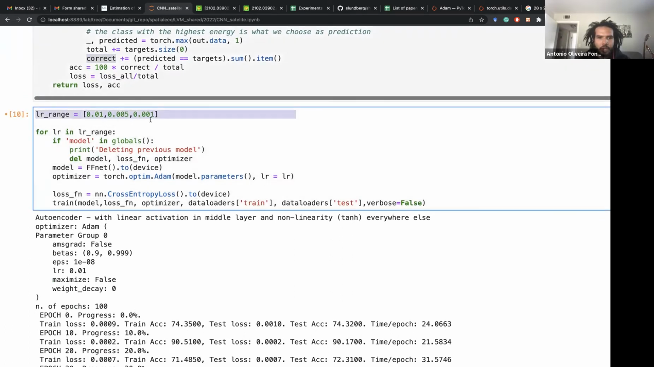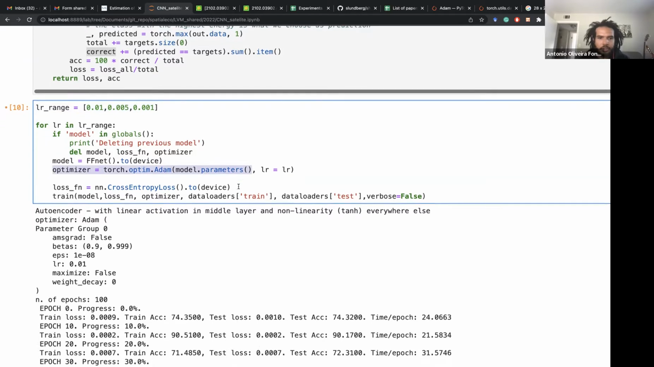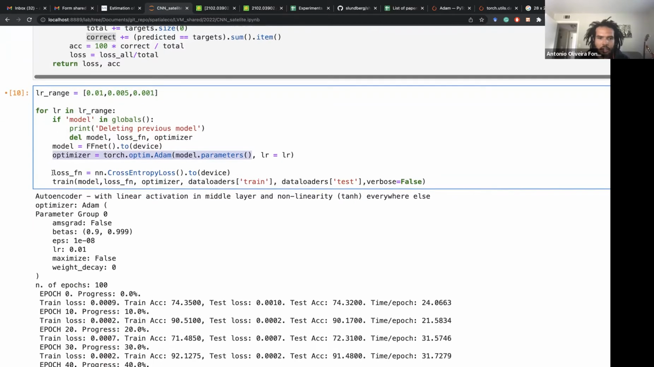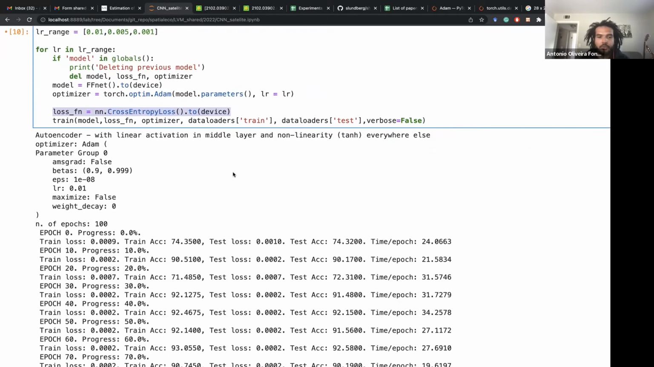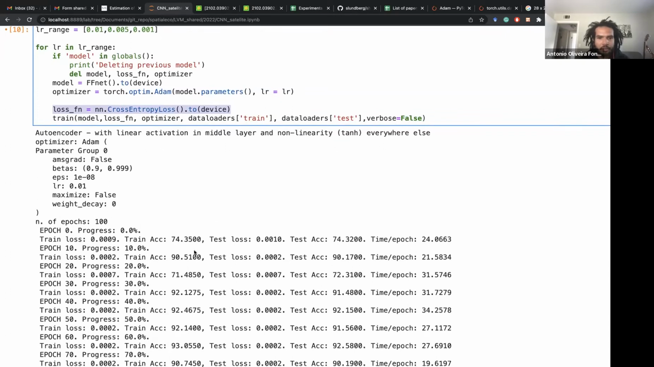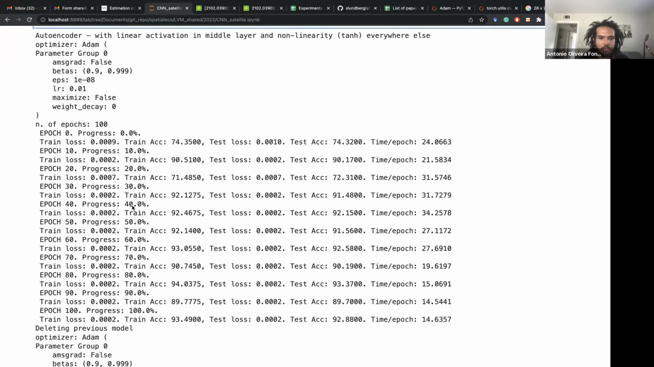So you see that we have a range of learning rates. I'm going to use the optimizer Adam, which we just got to learn about. The loss now is cross entropy because I need to compare two distributions, right? I hope that's sort of clear to everyone. And that's how my model looks throughout the training process, right? So I'm training just for 100 epochs.